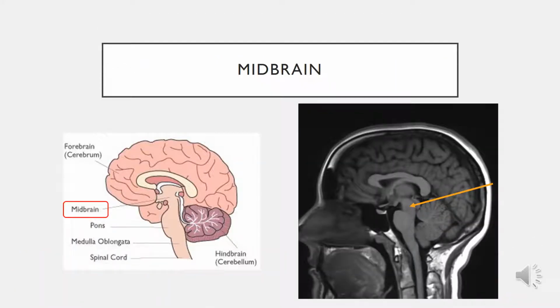Our next portion of the brain is the midbrain. There are 2 main parts of the midbrain, the tectum and the peduncles.